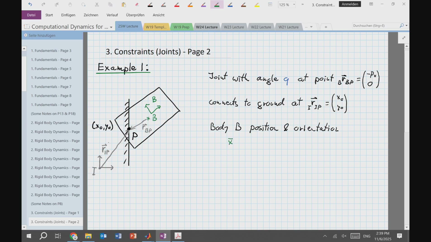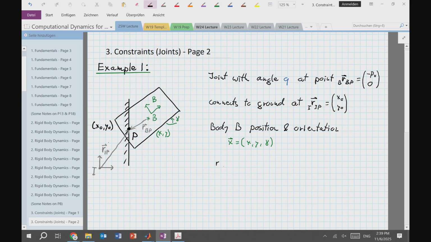And I describe that with a vector x, which contains the coordinates of this point B. X and y would be the coordinates of this point B in inertial coordinates, I should say that. We'll write this down in a second. And it has an angle gamma, which describes the orientation of this body. So this would be, in this case, our vector x, right? 3 parameters that describe the position and orientation of our body.